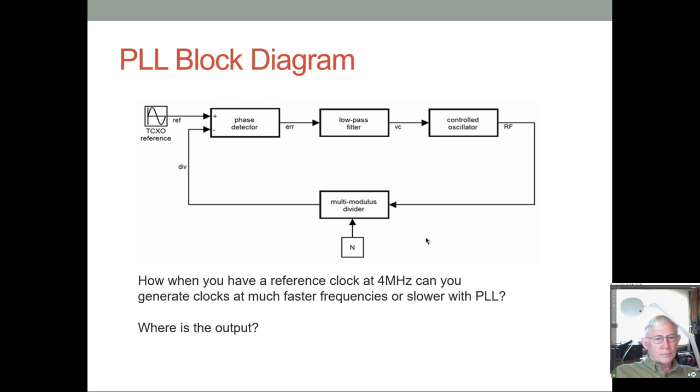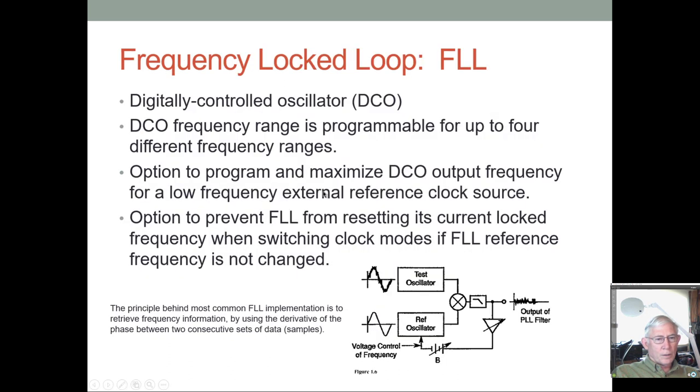All right. So the frequency locked loop is set up with this digitally controlled oscillator, and there are four different frequency ranges you can use. When you switch clocks, you can prevent the frequency lock loop from resetting its current locked frequency if you didn't intend to change it. So you can basically keep it locked in even when you're switching clock modes, which is nice, as long as you kept the frequency the same.